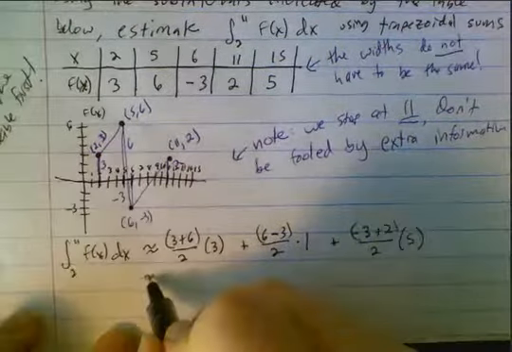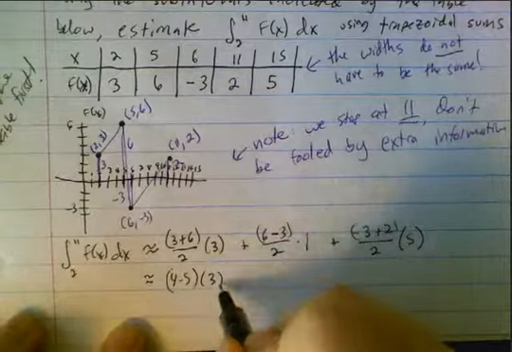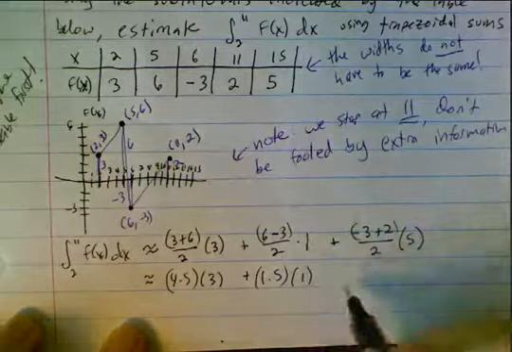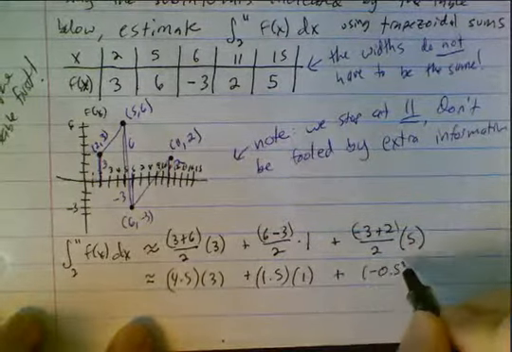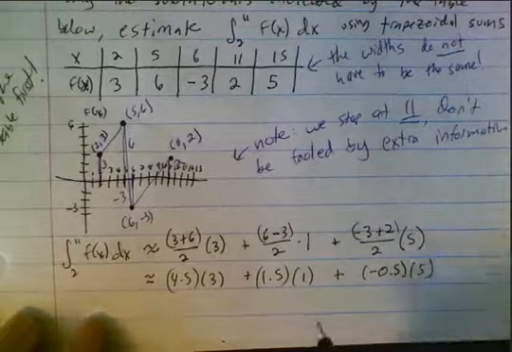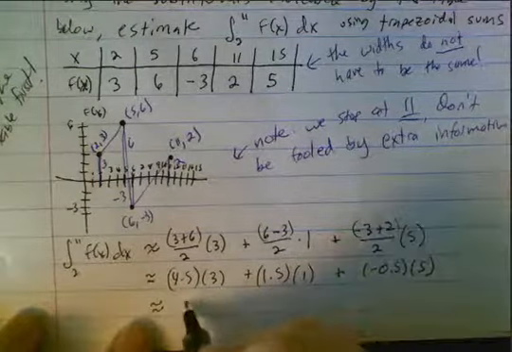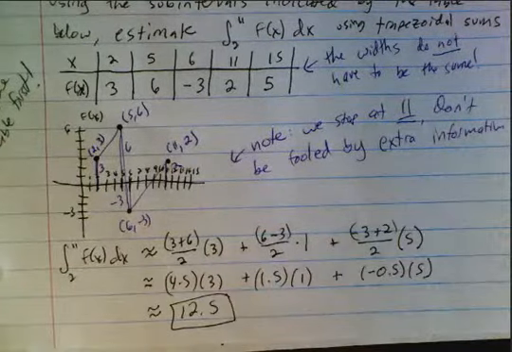So when we go and find these, we have 4.5 times 3 plus 1.5 times 1 plus negative 0.5 times 5. And when we add those all together, we should get 12.5. This concludes Integrals 2 notes.